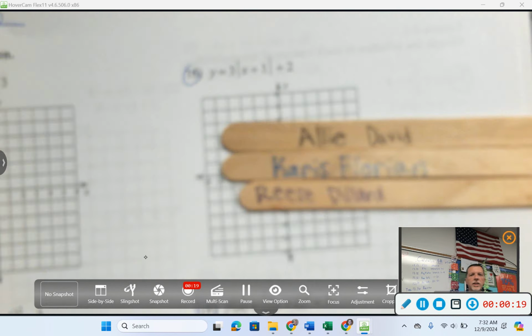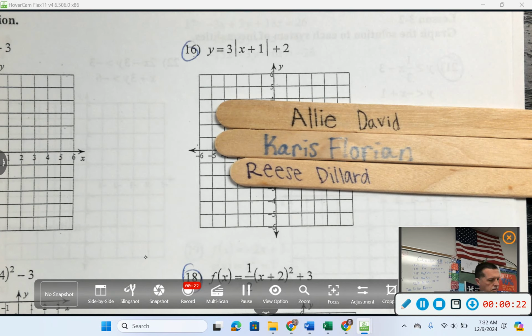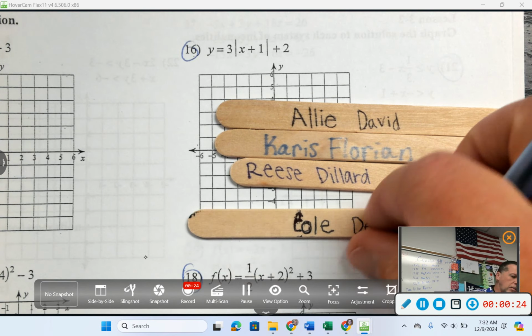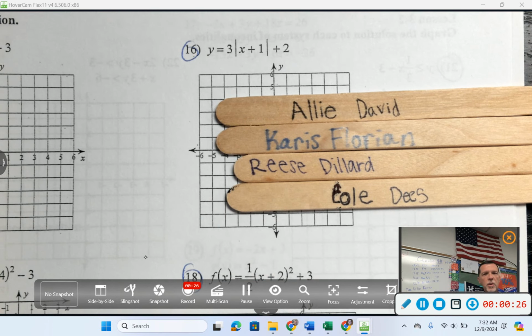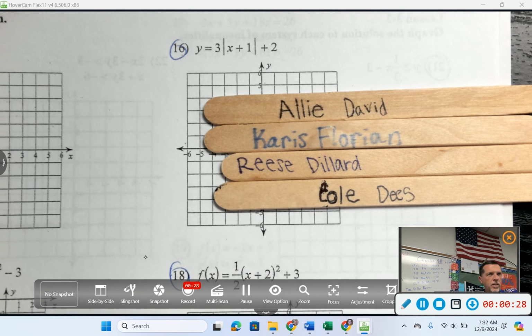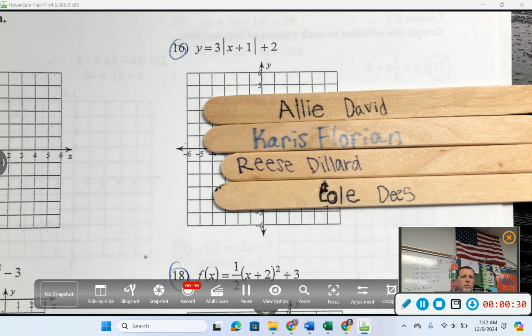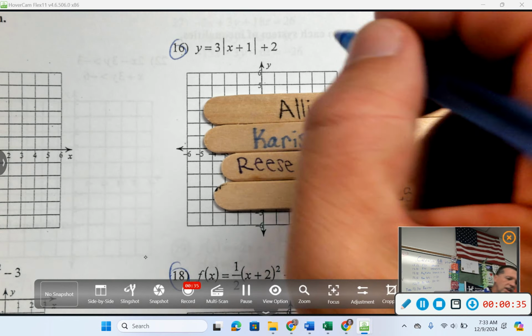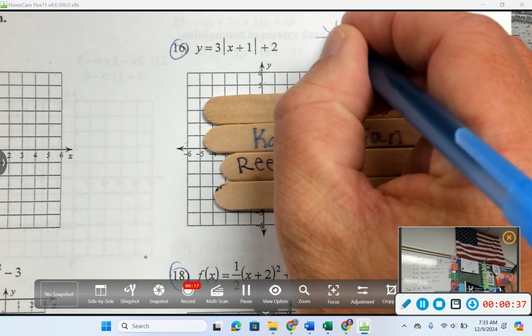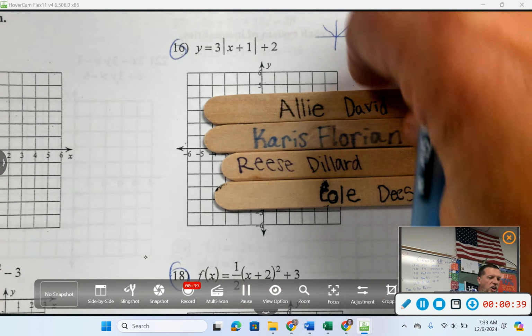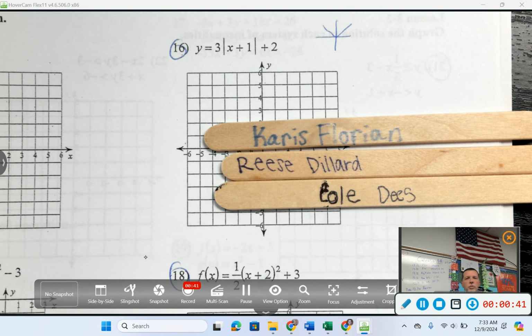So, Allie, looking at 16, you know what? Let's back up one step here. Allie, what's the parent function for 16? And it's absolute value. What's the shape of an absolute value? Like a V. So there's our parent function, and then there's some changes made to it. So, Karis, what's one of the changes?